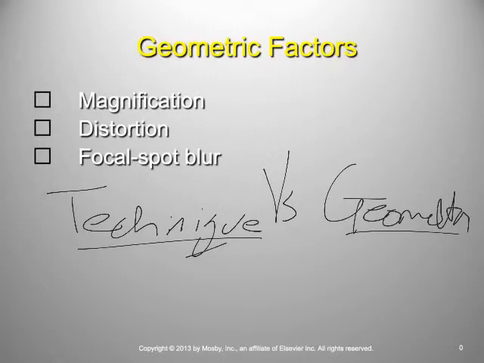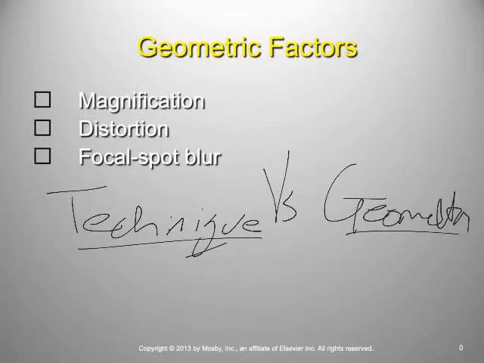That's kind of the way they're going to parse it out. They're going to ask you a question like, this is the technique that you used, right, for acquiring an image. You changed the KVP. What impact is that going to have on the resulting image? That would be a technique question.